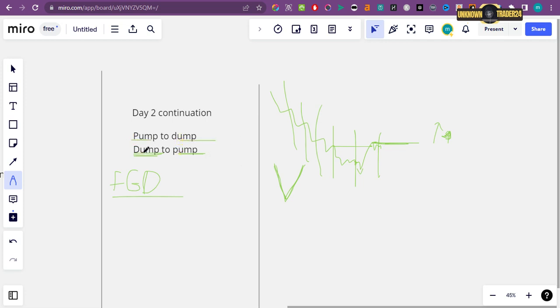So if it's a first green day, we are looking for a dump to pump. We are looking for the markets to actually be dumped down. It could be 75 pips, 3 levels of 25. It could be 50 pips. It could even be 20 pips if the move is already strong.